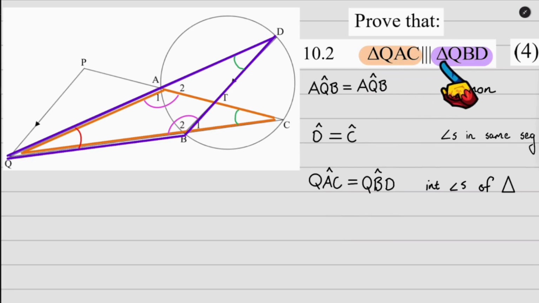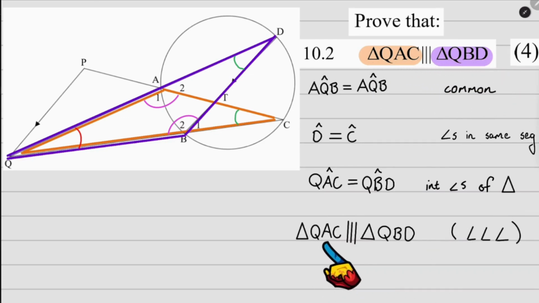Now I'm going to copy paste this statement: triangle QAC is similar to triangle QBD. My reason for knowing that is I proved all the angles are the same, so angle, angle, angle. And now we have successfully done what they asked.